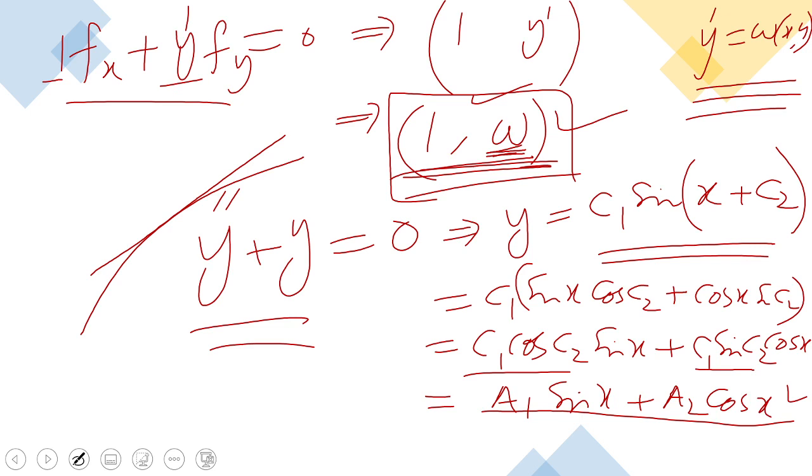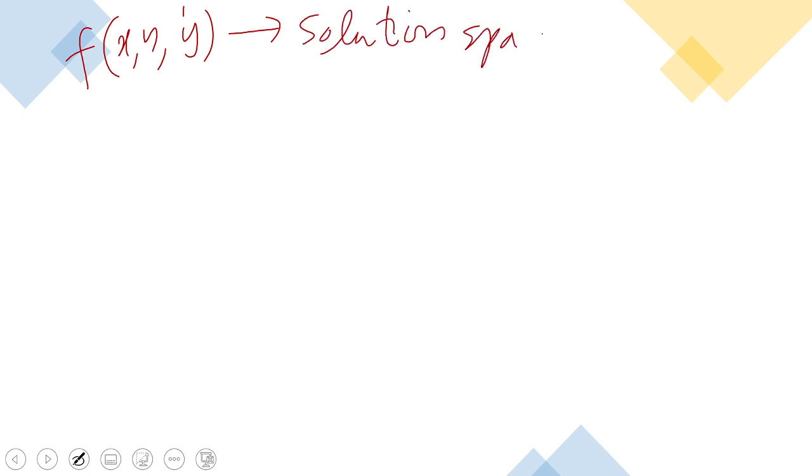Now let's try the new method. We convert this into the partial differential equation. So I am taking the solution space now to be a function of x, y, and y dash. That will be my solution space. Sometimes it is called the solution space or first integral.